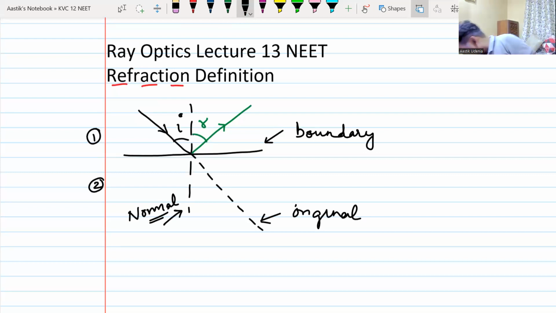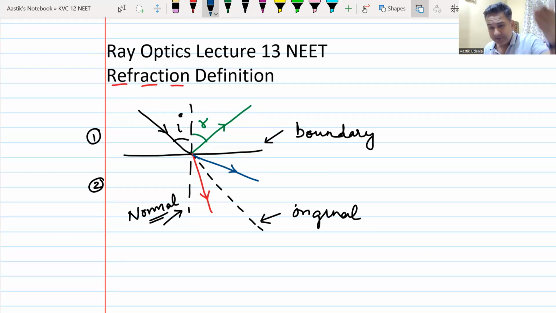Now, sometimes it can bend here like this. We call this bending towards the normal. This is bending towards the normal, or it can go like this. And this will be known as bending away from the normal. So, whenever light enters from one medium to the other medium, it does not go straight.